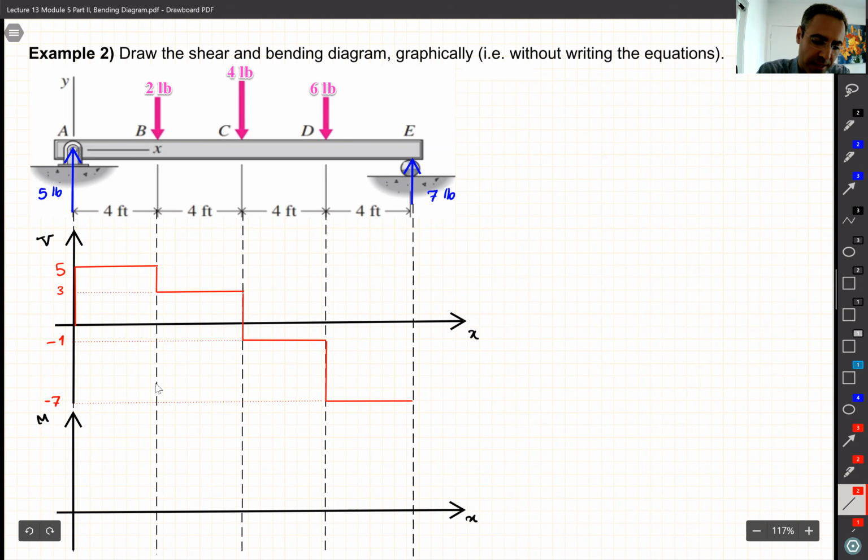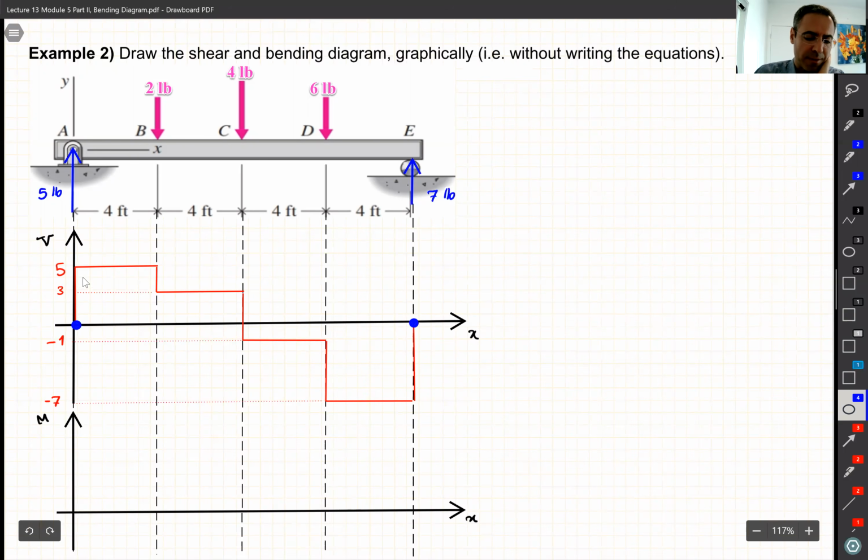And then at the end, if everything is correct, we should return back to 0. That's another thing that we can check if we made a mistake, right? I have 7 and I jump up 7. So good, I started from 0 and I return back to 0. So everything is correct then. That's our V diagram without actually writing any equations. Let's see if we can do that for M.